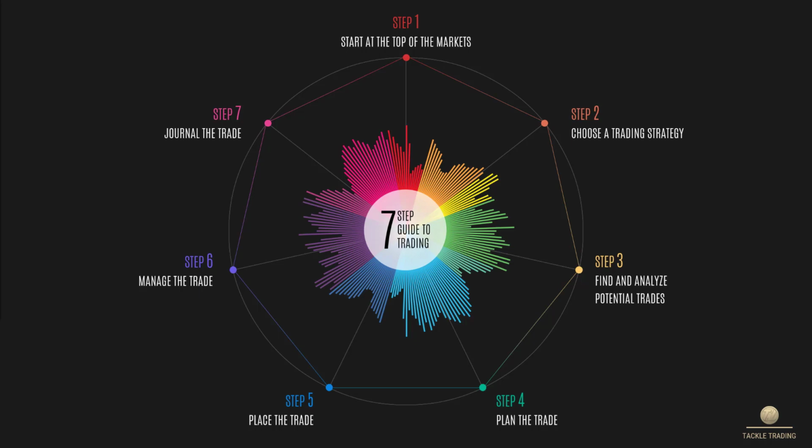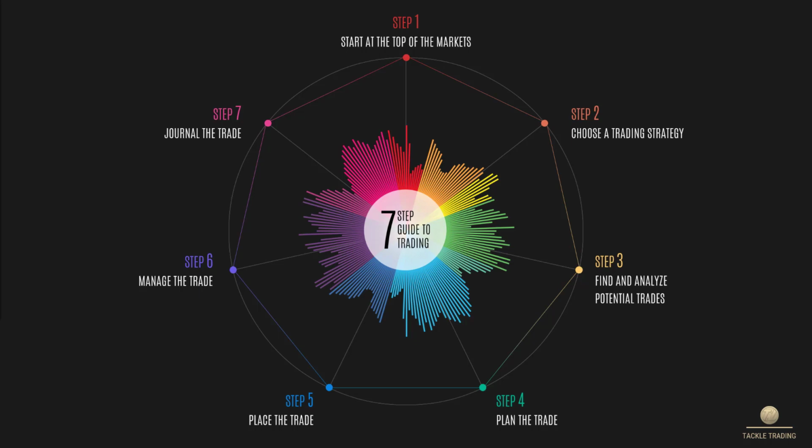Now, before we get into Step 4, let's quickly review Steps 1, 2, and 3. In Step 1, we want to start at the top of the markets. The reason is very simple: we want to create a bias to the market. Are we bullish? Are we bearish? Are we neutral? Once we've determined that bias, we want to trade in the direction of the overall trend. In Step 2, we want to choose the trading strategy that best fits the market condition. In Step 3, we want to find and analyze potential trades.